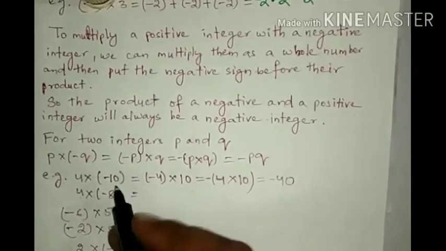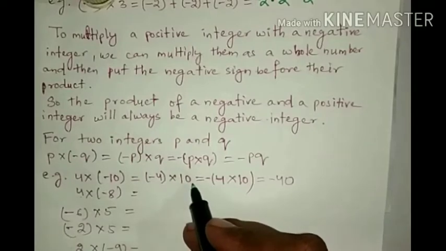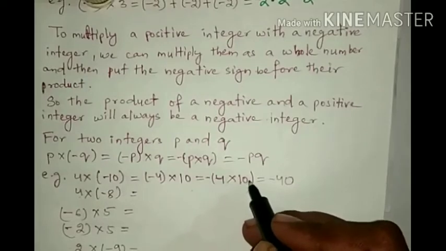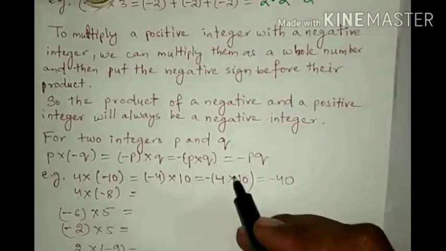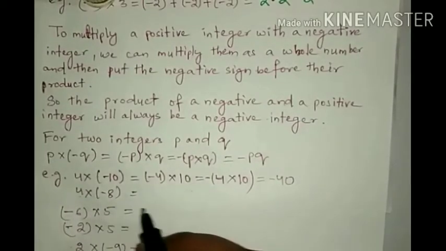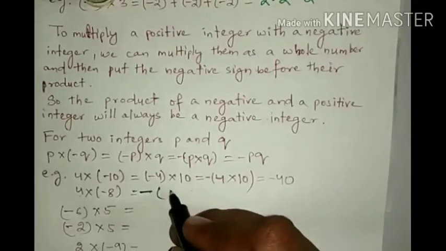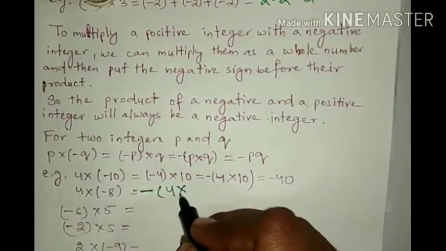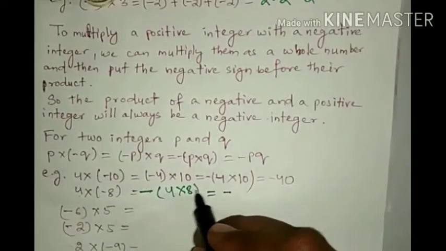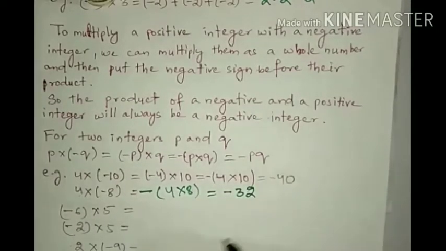Now we'll go to an example: 4 into minus 10, or you can write minus 4 into 10, equals what? You'll put a minus sign, then multiply the whole numbers 4 and 10, and you'll get minus 40. Next, 4 into minus 8: you'll put a minus sign, then in brackets 4 into 8, the whole numbers 4 and 8. So you get minus 32.